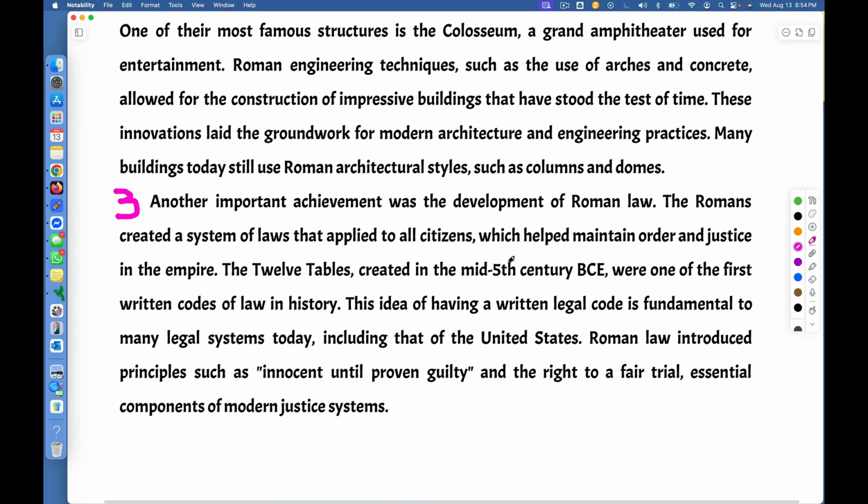Another important achievement was the development of Roman law. The Romans created a system of laws that applied to all citizens, which helped maintain order and justice in the empire. The 12 Tables, created in the mid-5th century BCE, were one of the first written codes of law in history. This idea of having a written legal code is fundamental to many legal systems today, including that of the United States. Roman law introduced principles such as innocent until proven guilty and the right to a fair trial, essential components of modern justice systems.